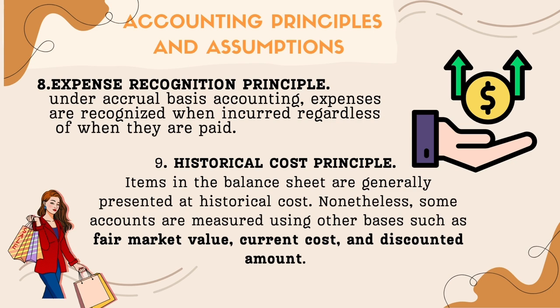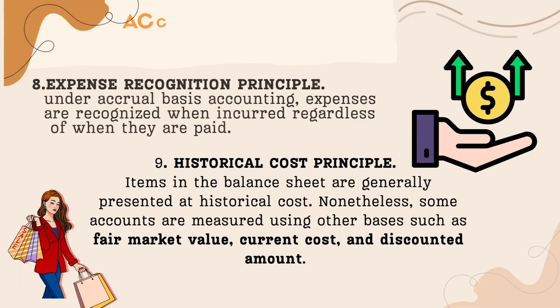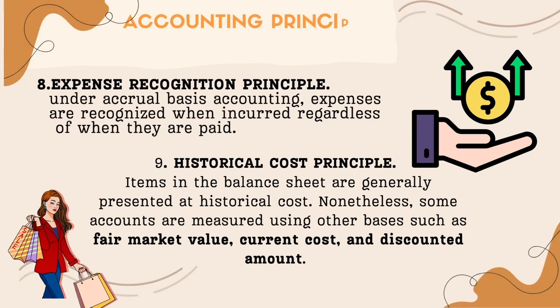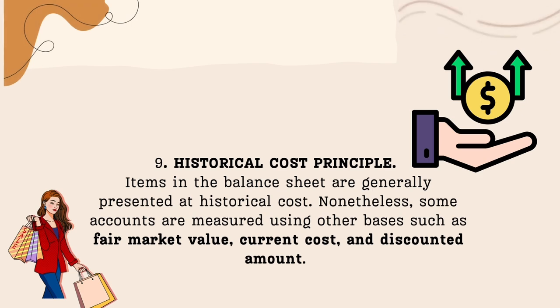Fifth is the monetary unit assumption. Sixth is the matching principle. Seventh is the revenue recognition principle. Eighth is the expense recognition principle. Ninth is the historical cost principle.